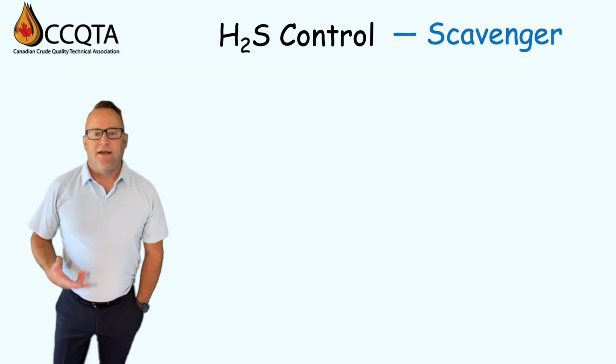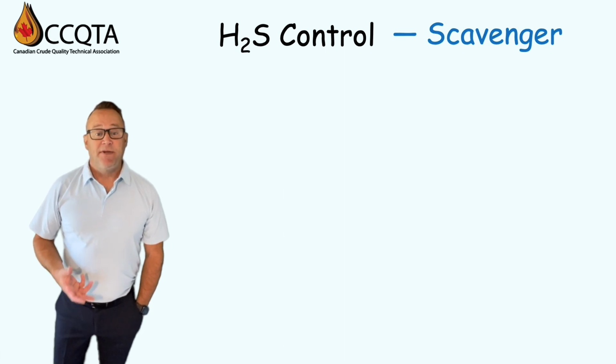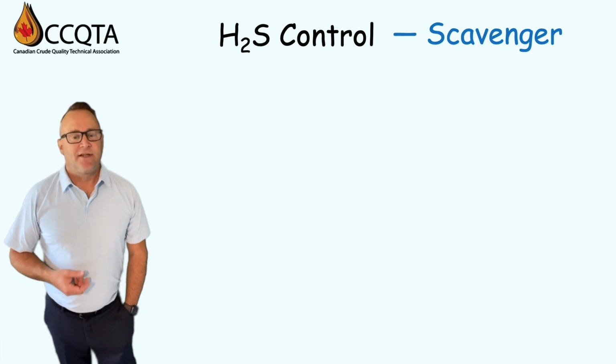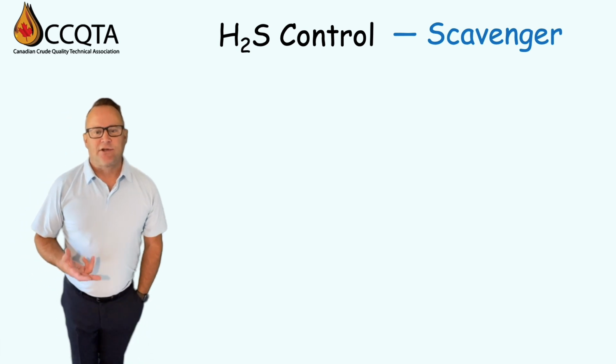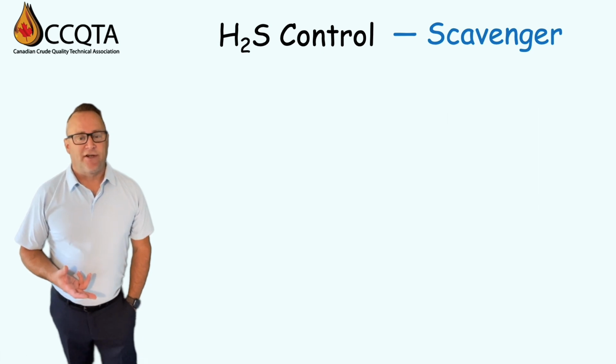Where DEA and MEA can be problematic is when they're used in crude oil production, midstream, and/or transportation operations to control H2S. In the gas scrubbing example, we just looked at how the amine is simply recycled, so it never ends up in the final product.